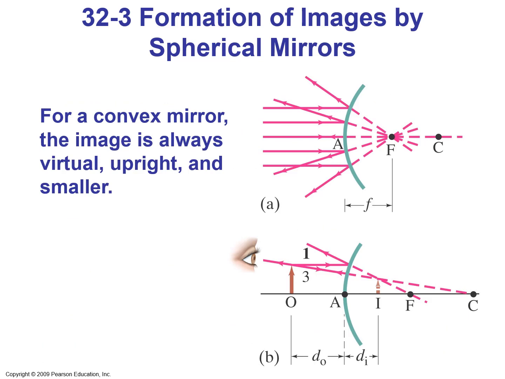For a convex mirror, as the rays are diverging, the image is always virtual, upright, and smaller. So if the object is far away at infinity, all the rays will be diverging, but the rays can be traced and intersected at a focal point F where the image will be formed. So wherever the object is placed in front of the convex mirror, the image will be formed virtually, and it's upright, and it's always smaller.